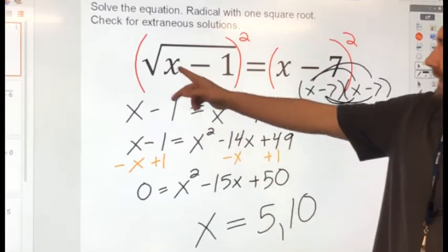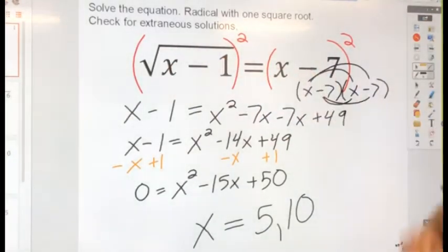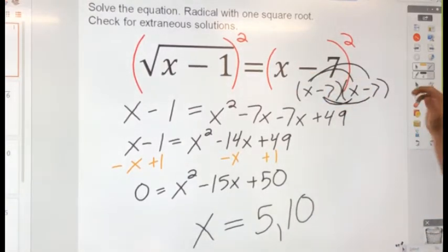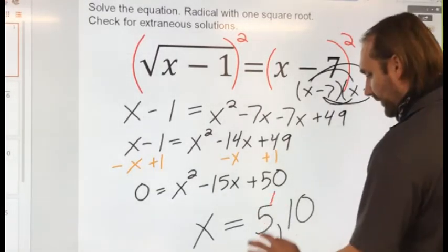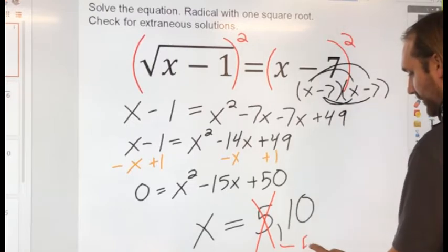So if I plug in 5, I get 5 minus 1, which is 4. Square root of 4 is 2. So the left side is 2. Plug in for x on the right, I get 5 minus 7, which is negative 2, which does not equal 2. So 5 does not work. That is an extraneous solution.